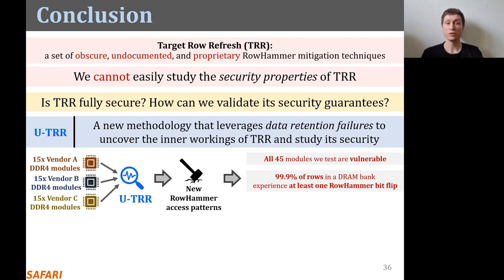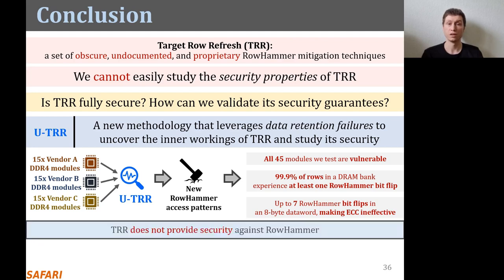This makes system-level RowHammer attacks easier to mount, as the attacker would have the ability to cause bit flips in almost any DRAM row. Third, we observe that our access patterns cause up to 7 RowHammer bit flips in an 8-byte data word, making ECC ineffective and systems equipped with ECC also susceptible to RowHammer attacks. We conclude that TRR does not provide security against RowHammer and can be easily circumvented using the new understanding provided by U-TRR.